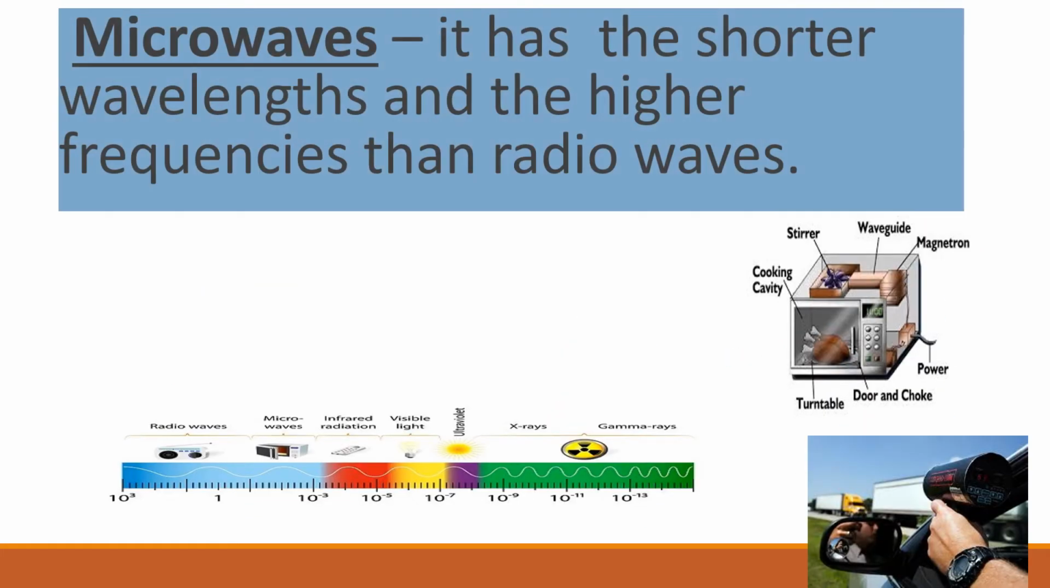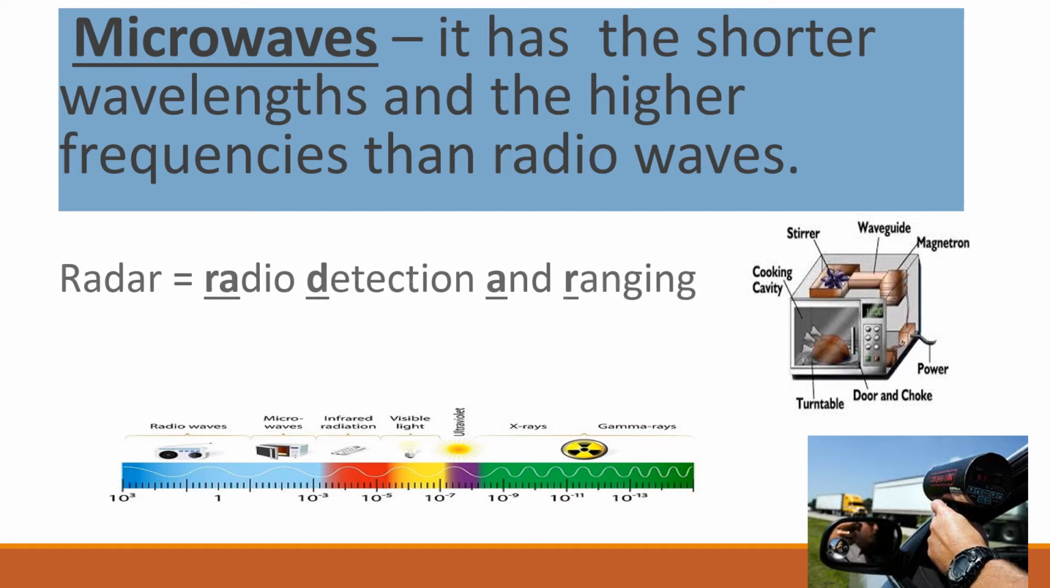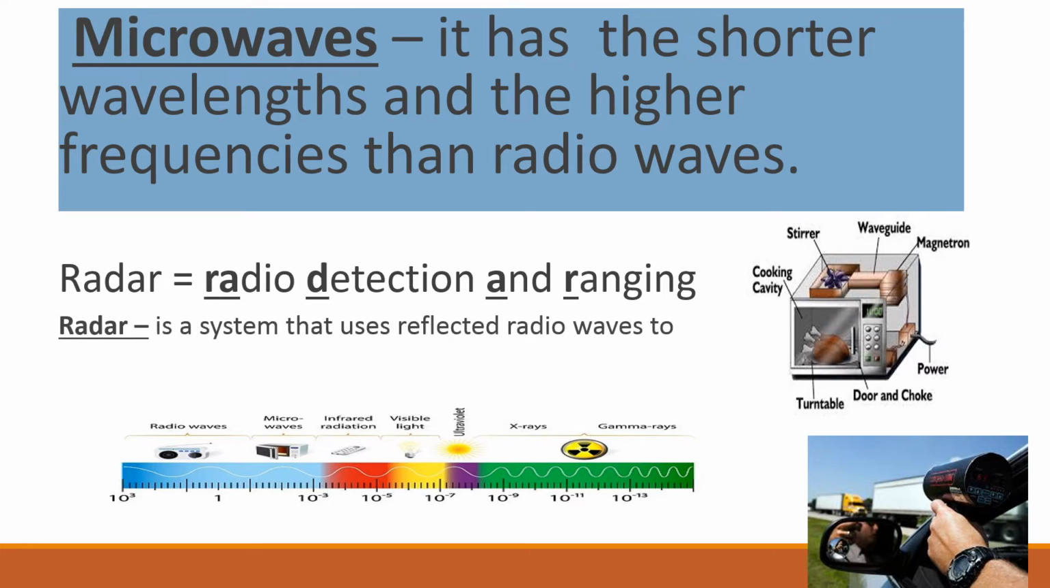The second electromagnetic wave is called microwaves. Microwaves have shorter wavelengths and higher frequencies than radio waves. When you think about microwaves, you probably think of microwave ovens that are used for cooking and heating food. But microwaves have many other uses, including cellular phone communication and radar. What is a radar? Radar stands for radio detection and ranging. Radar is a system that uses reflected microwaves to detect objects and measure their distance and speed.